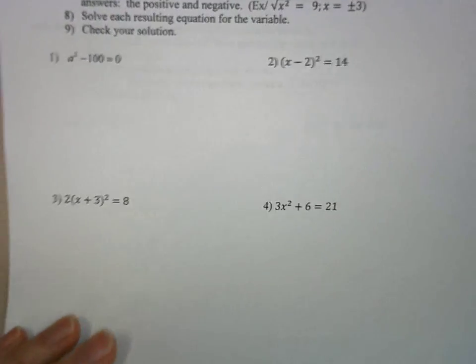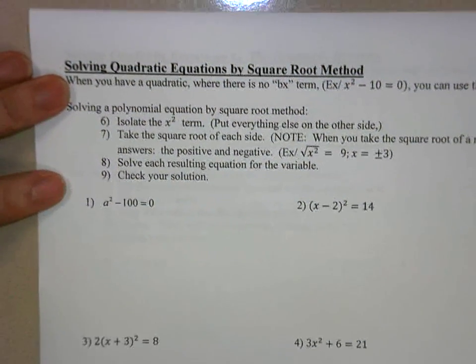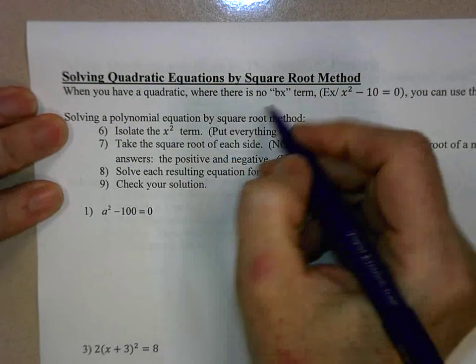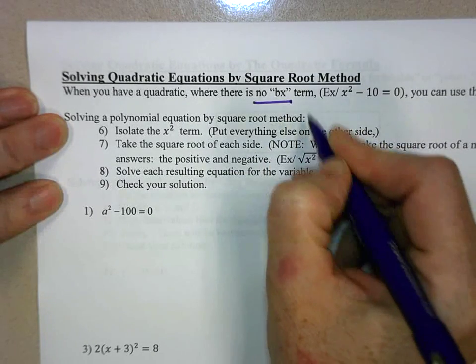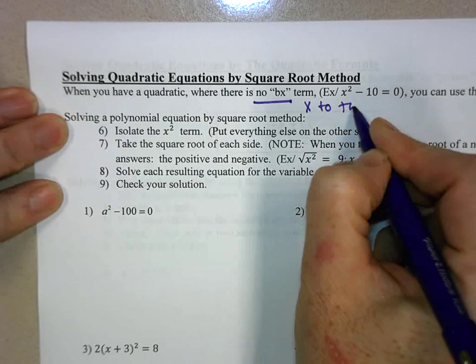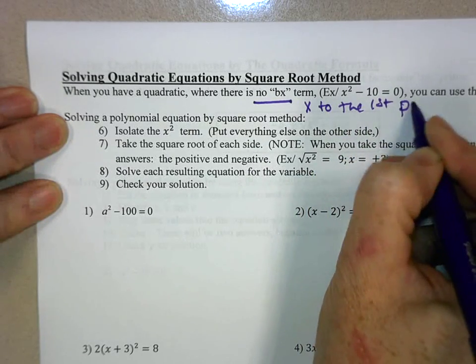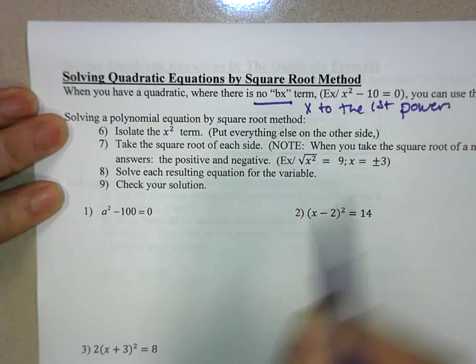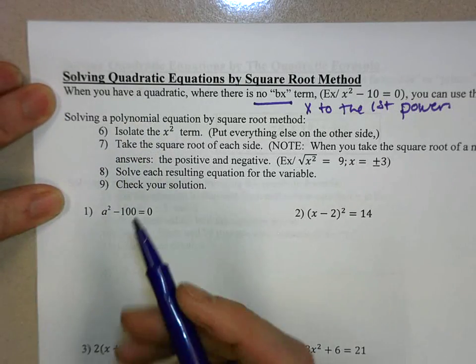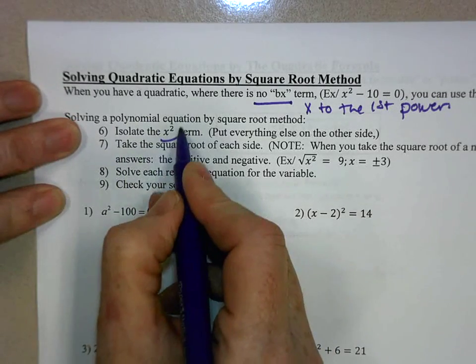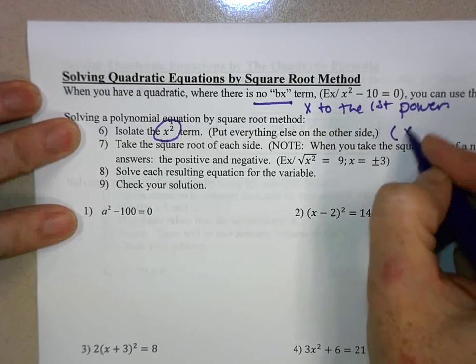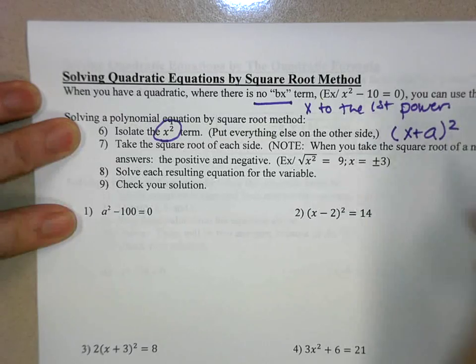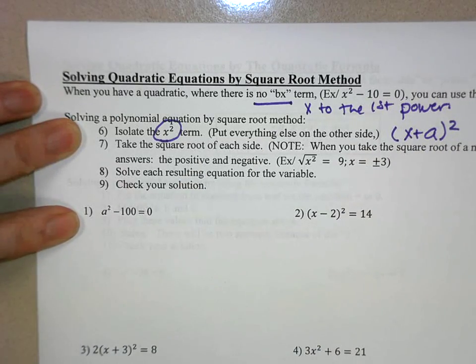We're going to move on to solving by the square root method. When do you do this? When there's no bx, meaning x to the first power. When you only have an x squared, you can use the square root method. Here's what we do. We isolate the x squared term. Sometimes that's just x squared. Sometimes it's x plus some number squared. Either one of those. We isolate it. Everything else to the other side.